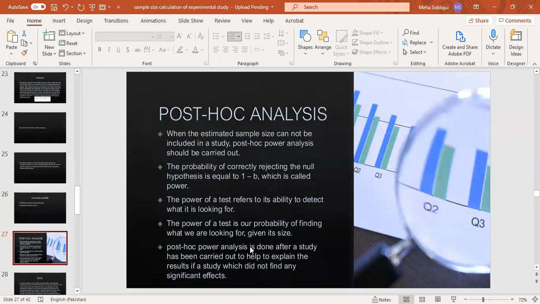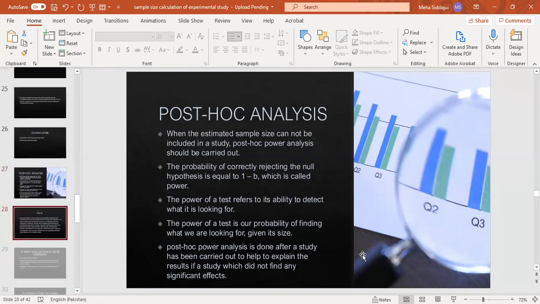Now coming to the next topic, that is post hoc analysis. When the estimated sample size cannot be included in a study, post hoc power analysis should be carried out. The probability of correctly rejecting the null hypothesis is equal to 1 minus beta, which is called power. The power of a test refers to its ability to detect what it is looking for. The power of a test is our probability of finding what we are looking for given its size. Post hoc power analysis is done after a study has been carried out to help explain the results of a study which did not find any significant effects.